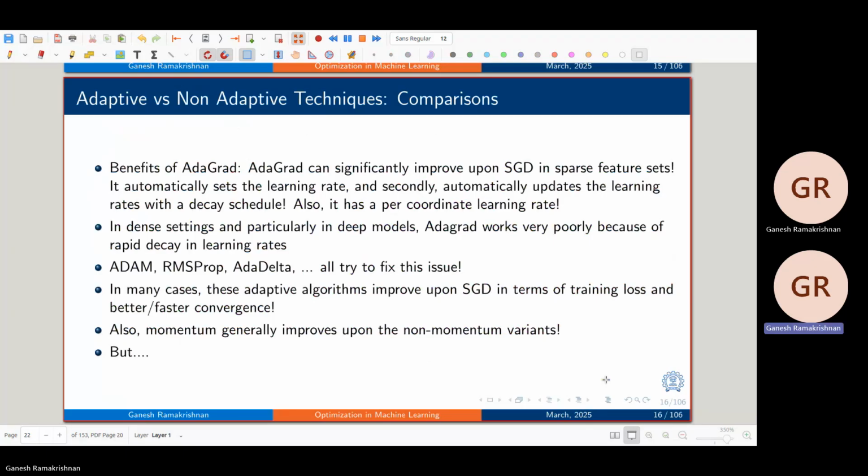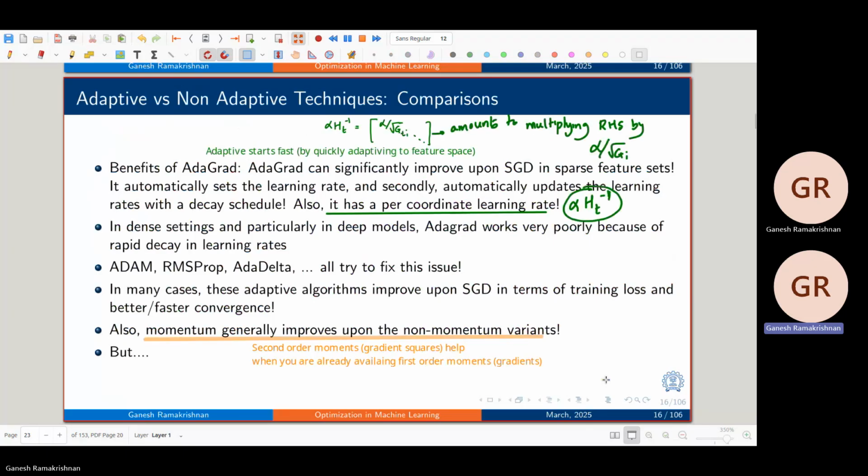In dense settings, when you're reducing the dimension from very high dimensional images to lower dimensional ones, we don't have sparsity. What was Adagrad doing? It was basically working in sparse dimensional spaces, looking at features which are very commonly occurring. But if you have very dense networks, then Adagrad starts performing poorly because of rapid decay in learning rate. It's learning on each coordinate, as we saw. Acceleration, momentum, certainly fixes this issue, in the form of Adam.